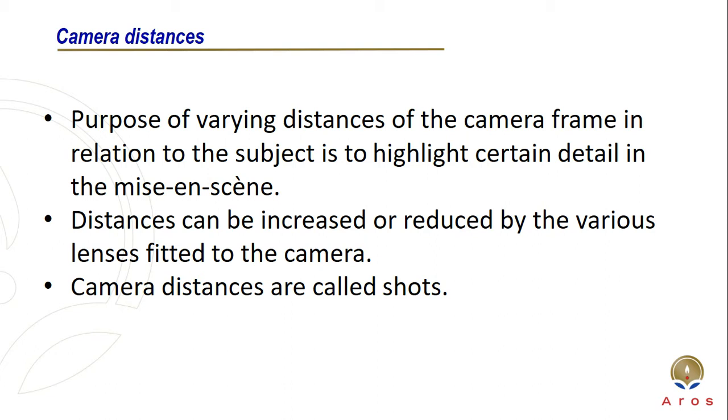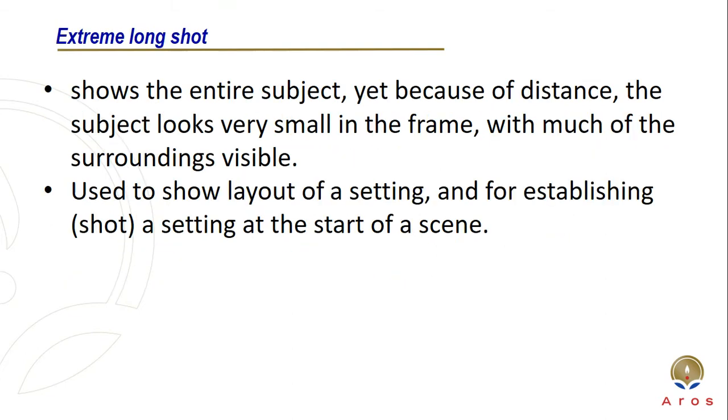If we look, there is purpose behind the varying distances, to highlight certain detail or to exclude certain detail as well. And if we think back to the mise en scene, it also tells us that this influences us as well. Can be increased or reduced, obviously, either by zoom or by moving the camera, or by fitting various lenses. And these camera distances are called shots, and that is what we're going to discuss now. I will also give you examples of types of shots on E-class a little bit later.